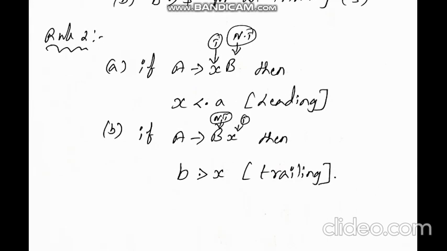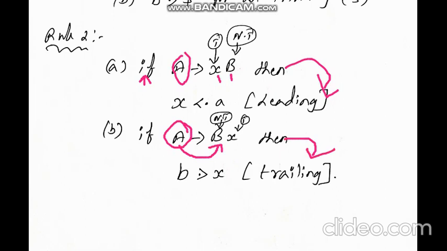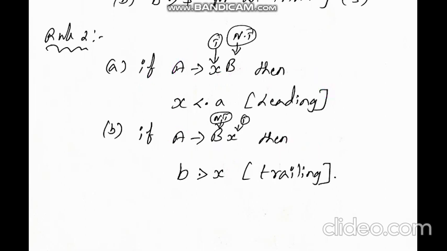Second rule, you can check it over here. If a given grammar has a production where a non-terminal tends to a terminal and a non-terminal, then we need to perform leading, right? This is number one. Second thing is, if in any given production rule, a non-terminal in the left hand side points to a non-terminal first in the right hand side, then we need to have a trailing, right?